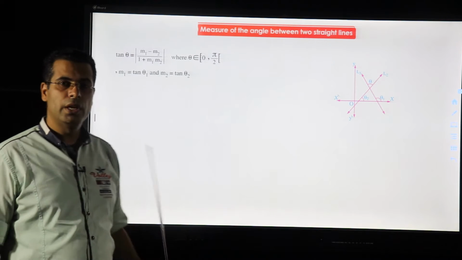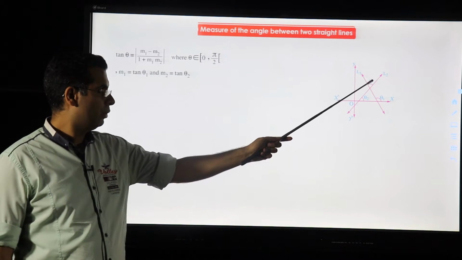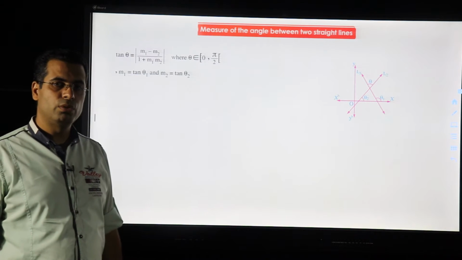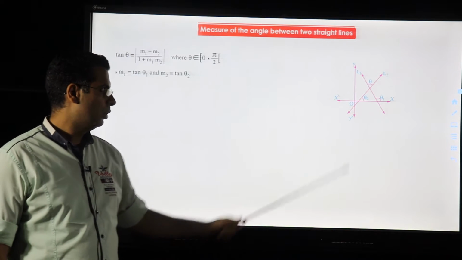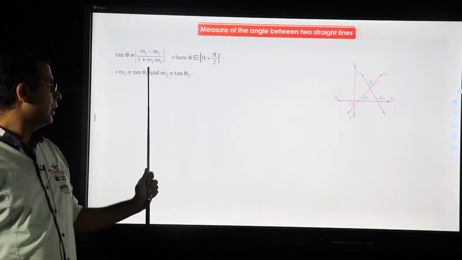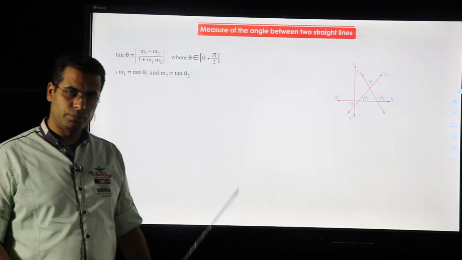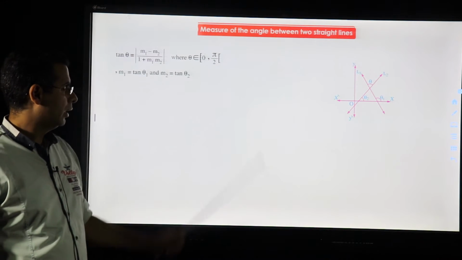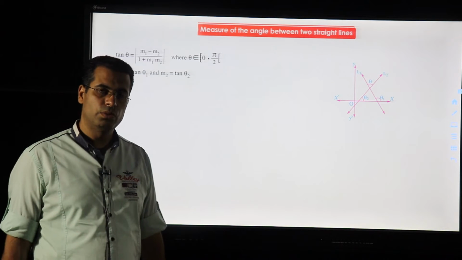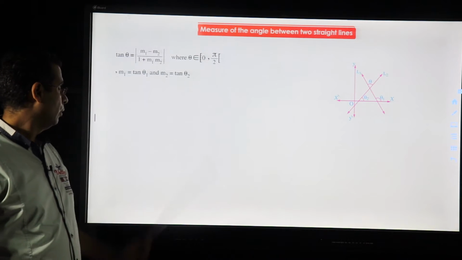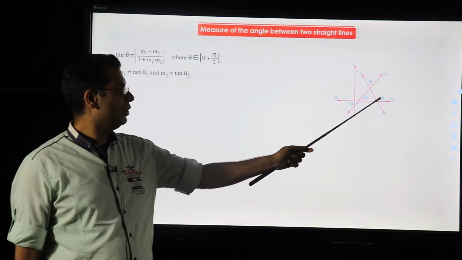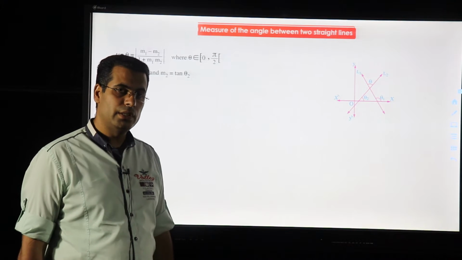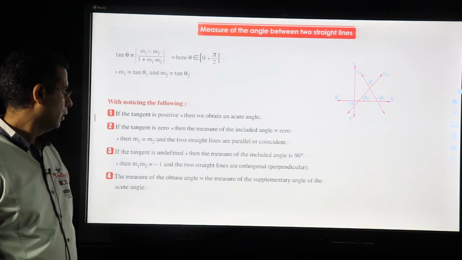By using this rule, tan theta equals M1, the slope of L1, minus M2, the slope of L2, all over 1 plus M1 M2, between absolute value. This angle is between 0 and pi over 2, which is 90. M1 can be found by using tan theta 1, and M2 equals tan theta 2.